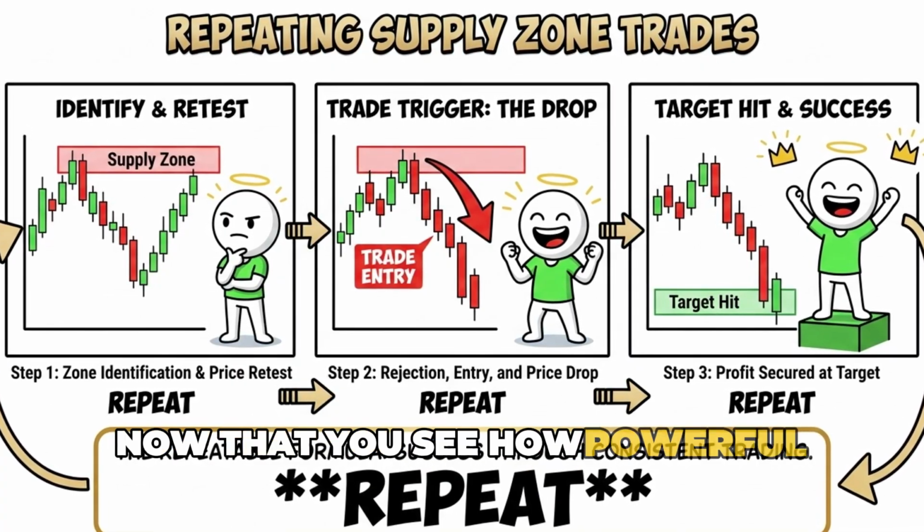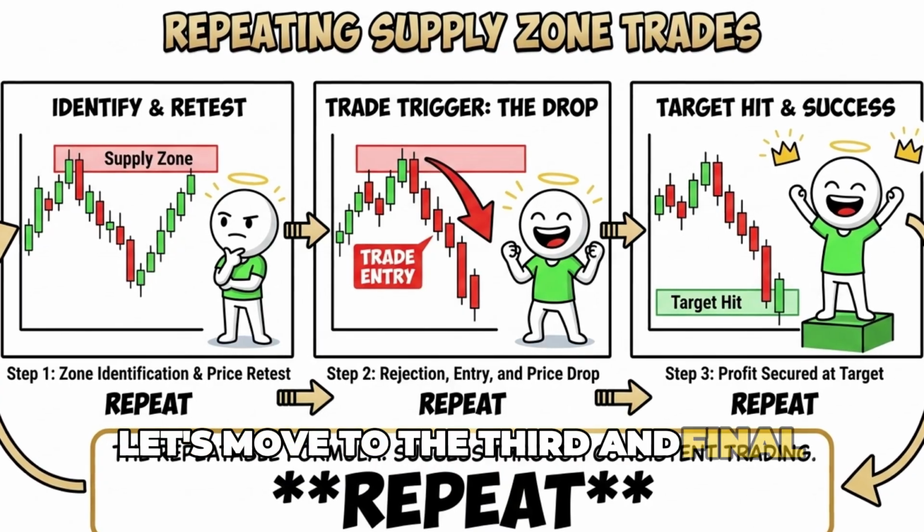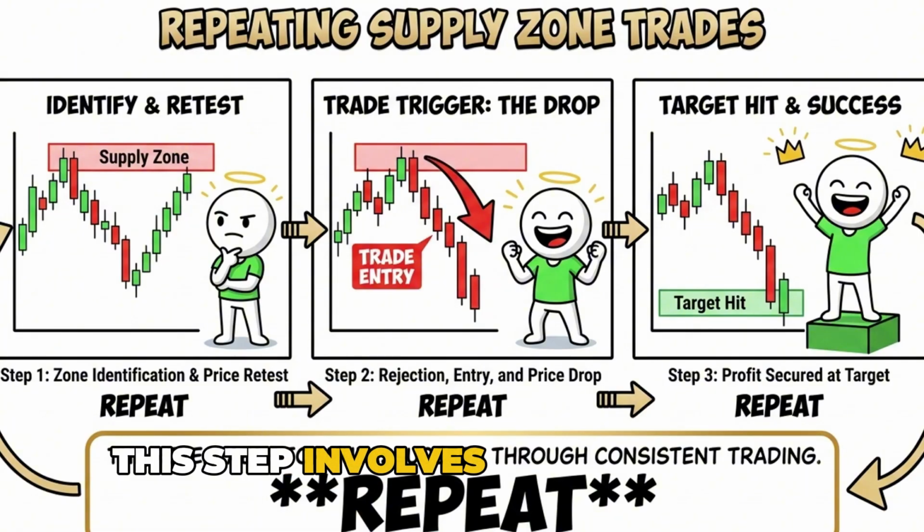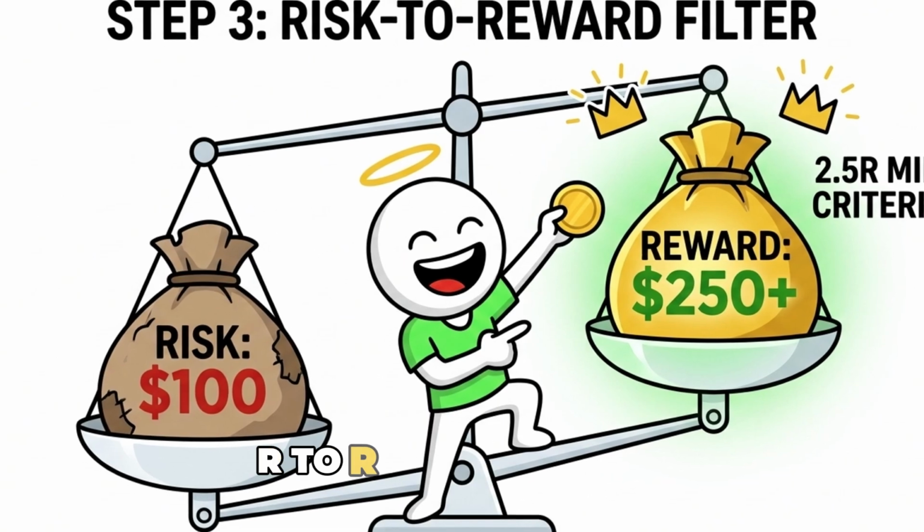Step 3. The golden rule of risk to reward. Now that you see how powerful this can be, let's move to the third and final step to refine the strategy even further. This step involves risk to reward, R to R.